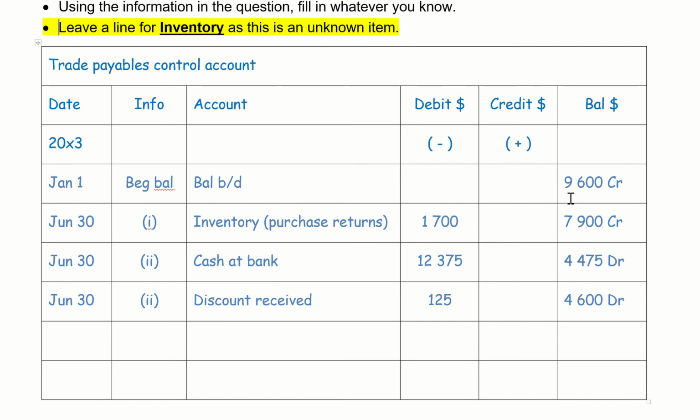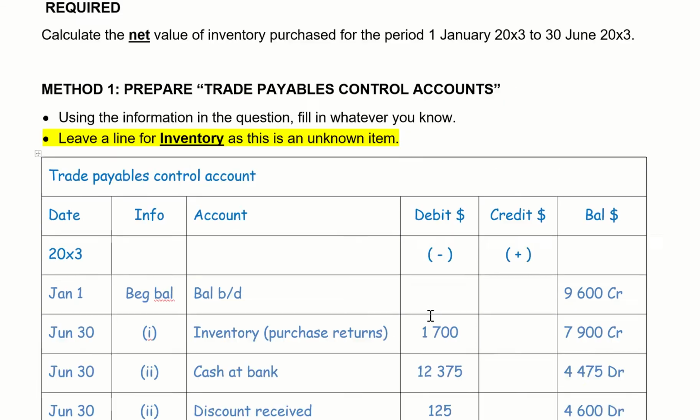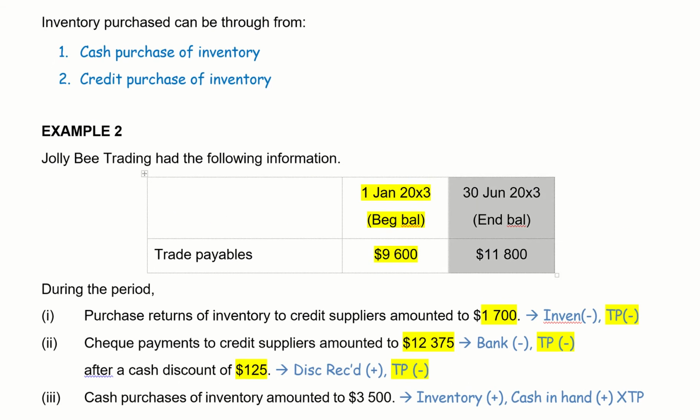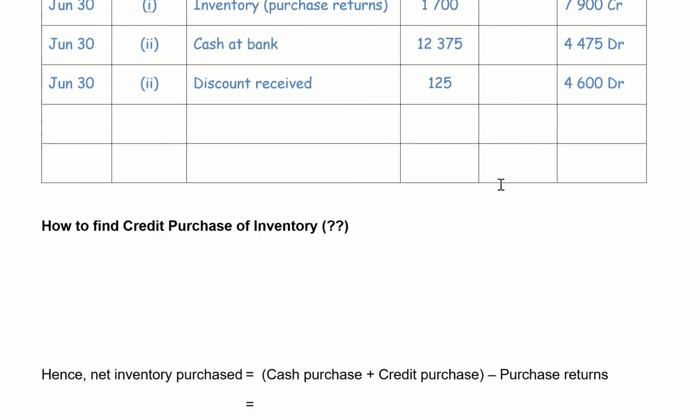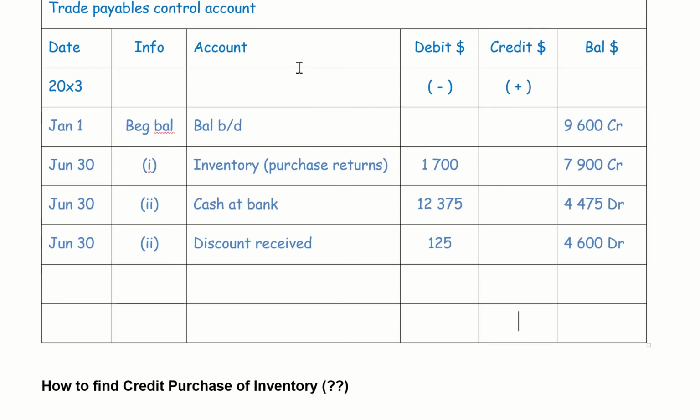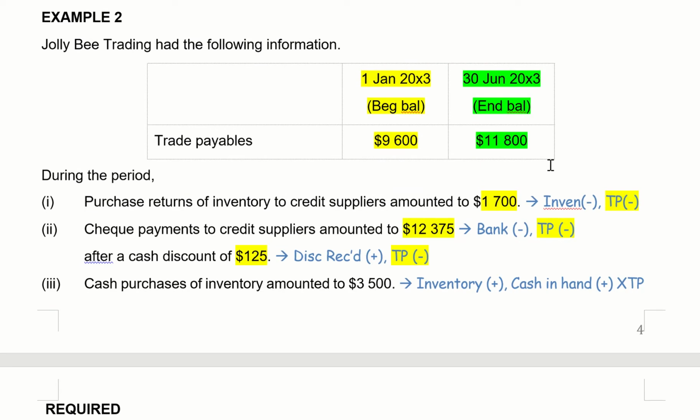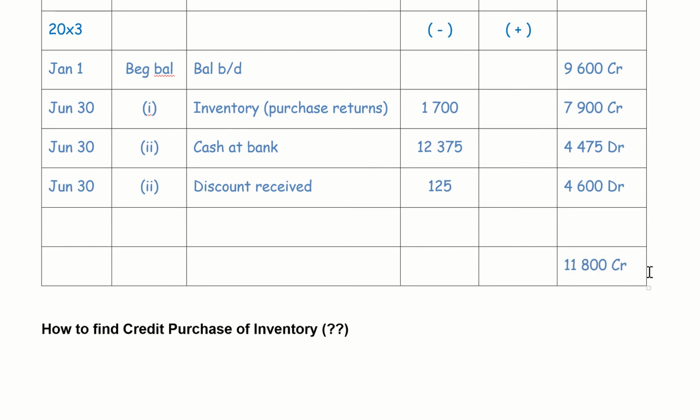After you have recorded everything that you have, what you need to do is to just leave a line, because this is an unknown item, you don't know what it is, and you do the last part. The last part will be to record the ending balance. So now you have an ending balance of 11,800. How do I record this ending balance? Firstly, I record it in the final balance column. Where did this number come from? It actually came from my question, 11,800. So there you go, 11,800.